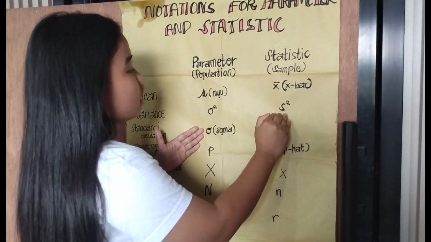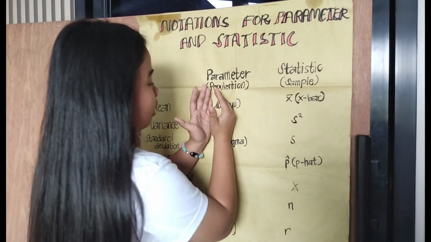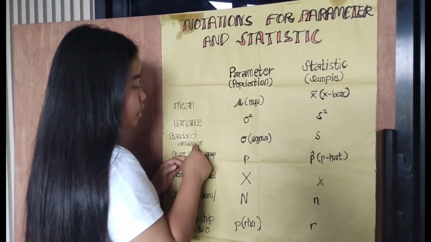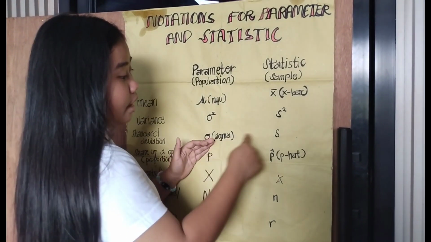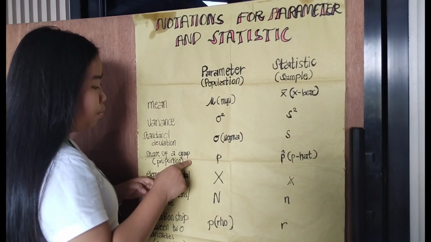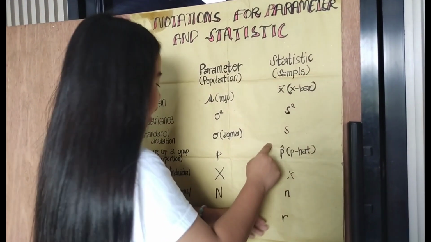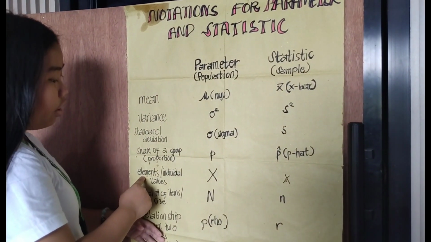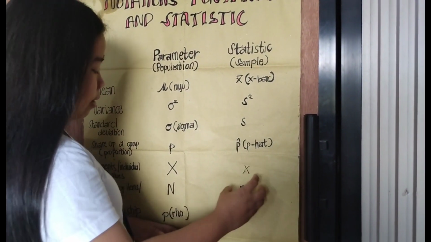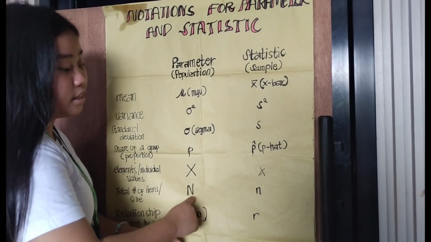They are different, since one uses Greek letters and the other uses Roman letters. For standard deviation, the parameter is sigma, and the statistic is s, so there is no squared. For the share of a group or proportion, the parameter is P and the statistic is p. For elements or individual values, the parameter is big X, while for statistics it is small x. For the total number of items or size, it is big N and small n.